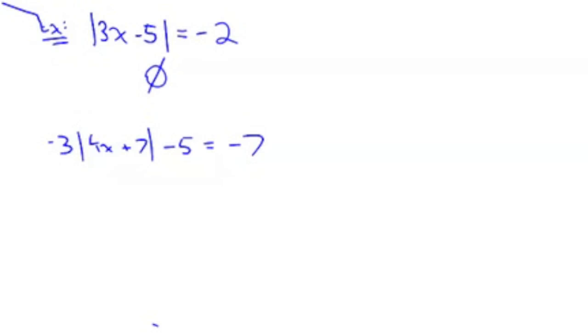So you can't distribute the negative 3, so the best you can do is add the 5. That makes that side negative 2, right? But then eventually you're going to divide by negative 3, and negative 2 divided by negative 3 is a positive number, so you're perfectly safe. So be careful with that. But that's absolute value equations. They're really not that hard.